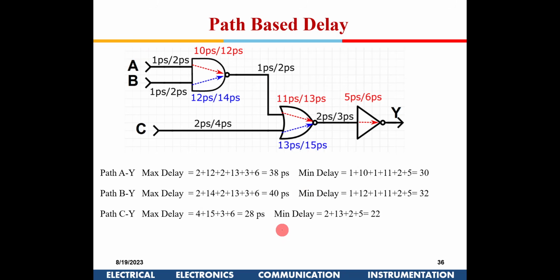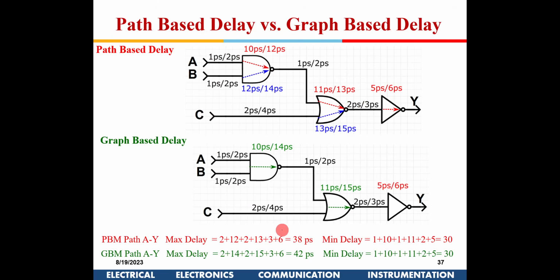So this is slightly time consuming. So we have something known as graph-based delay. In this, instead of computing several times, what the tool would do is, from this data, it will compress the data like this, right? So it will take the best case and worst case.